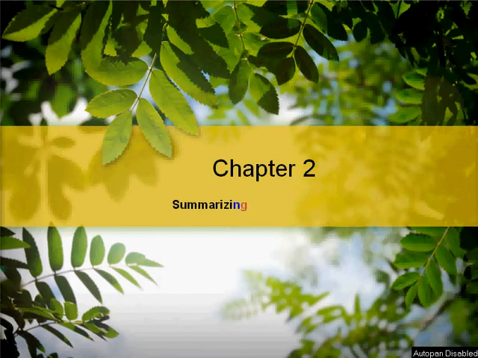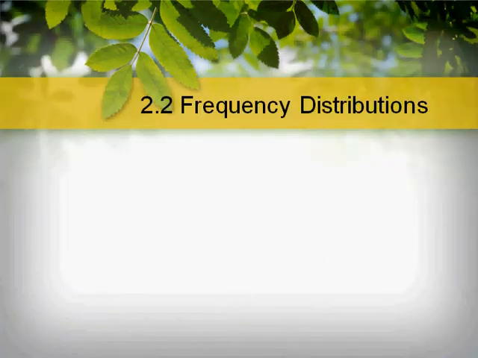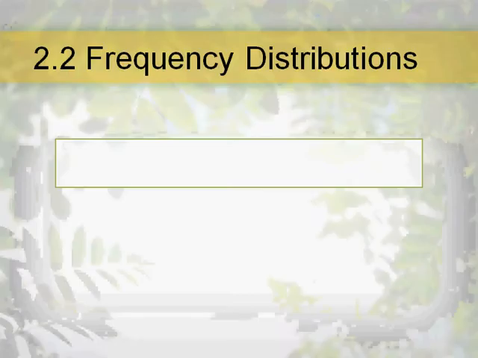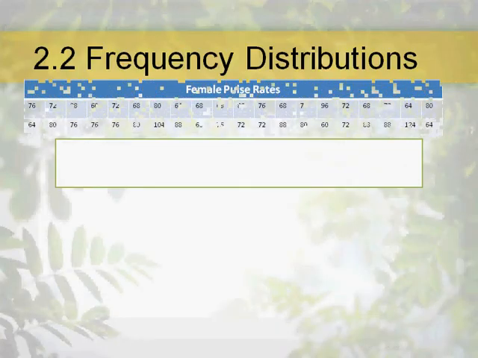Chapter 2, Summarizing and Graphing Data. Section 2.2, Frequency Distributions. Frequency distributions are a way of summarizing data.